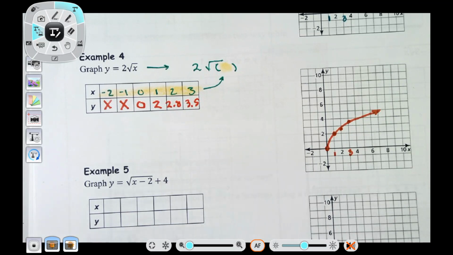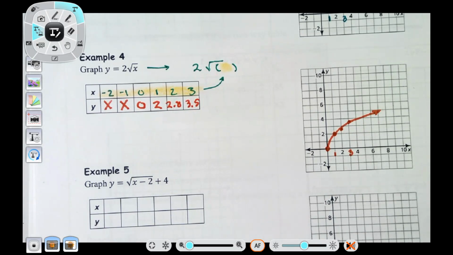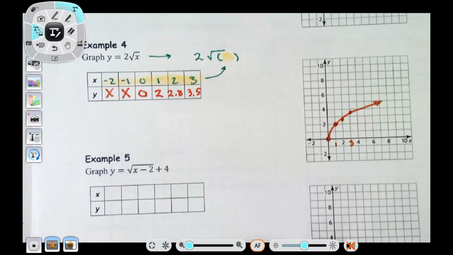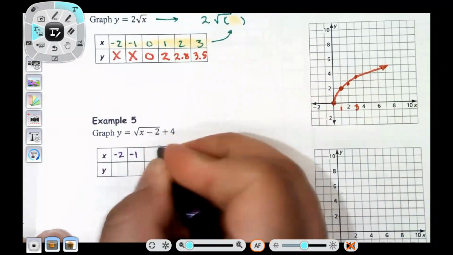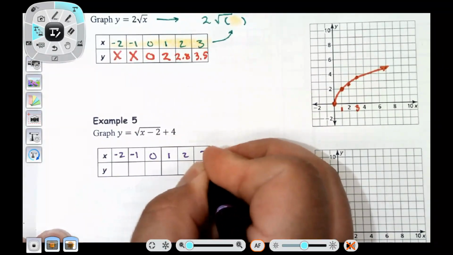Again, just be very careful with the way you type it in to your calculator. So that's why we look at this one now. Look, very last one. We got to be careful with our calculator. Here come my usual numbers: -2, -1, 0, 1, 2, 3.